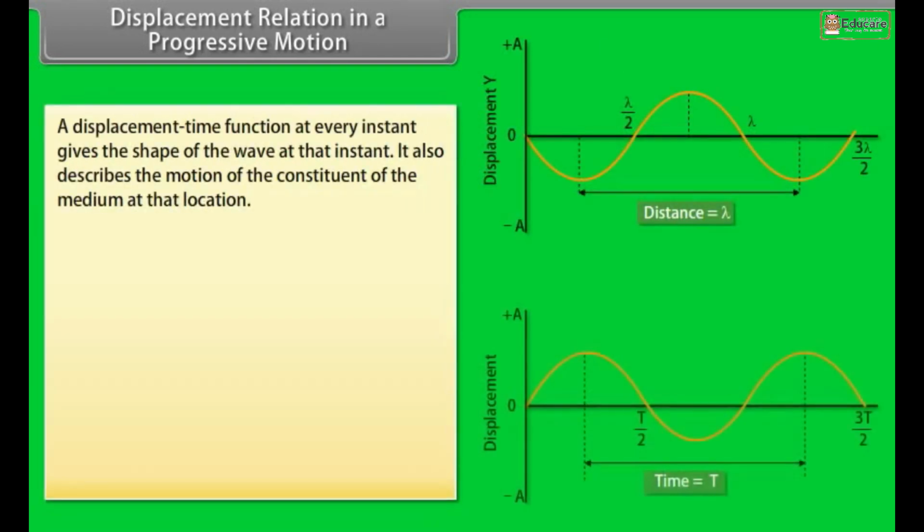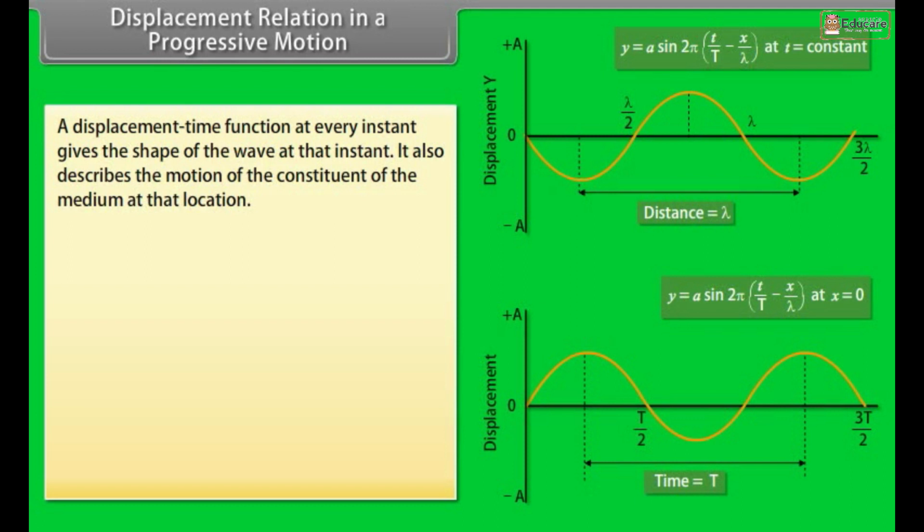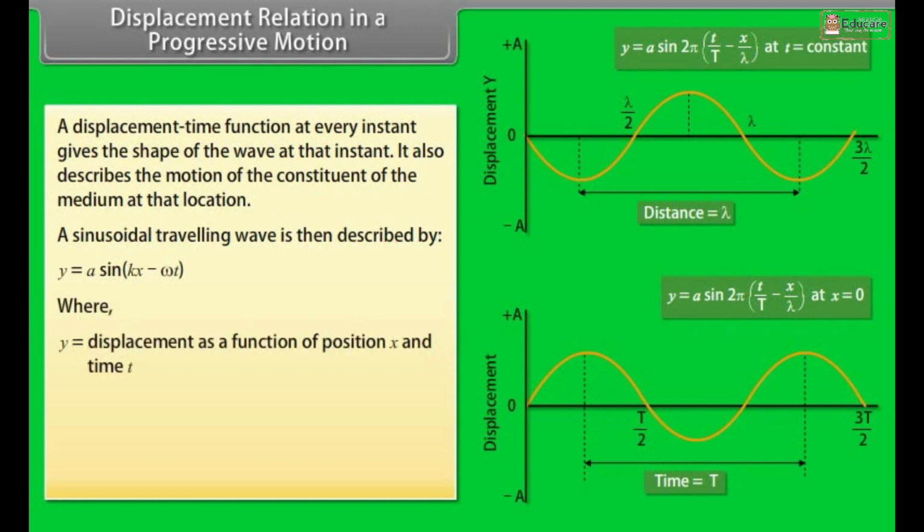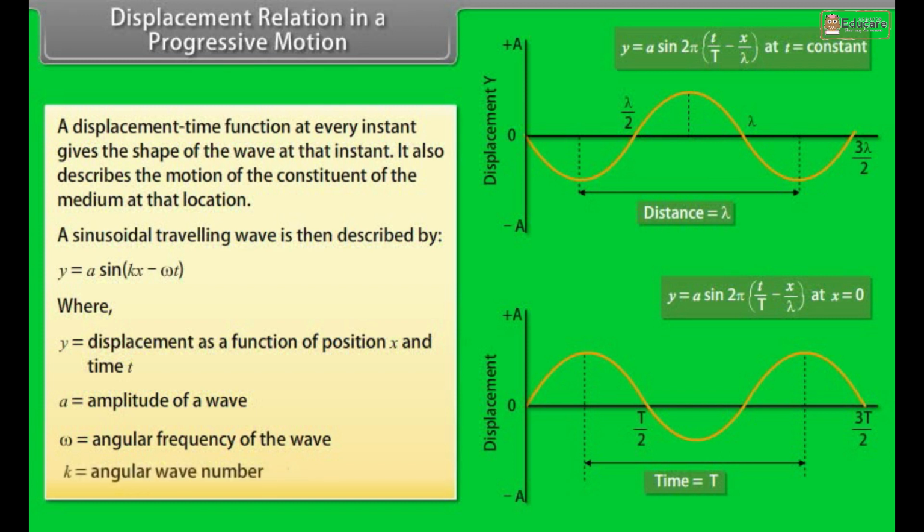Displacement relation in a progressive motion. A displacement time function at every instant gives the shape of the wave at that instant. It also describes the motion of the constituent of the medium at that location. A sinusoidal traveling wave is then described by y = a sin(kx - ωt), where y is equal to displacement as a function of position x and time t, a is equal to amplitude of a wave, ω is equal to angular frequency of the wave, k is equal to angular wave number.